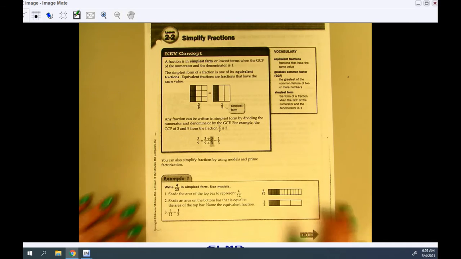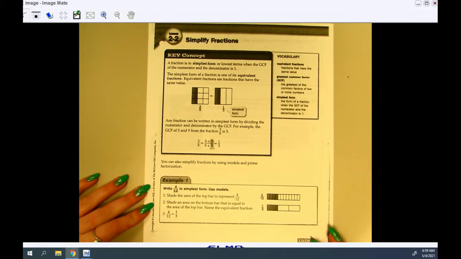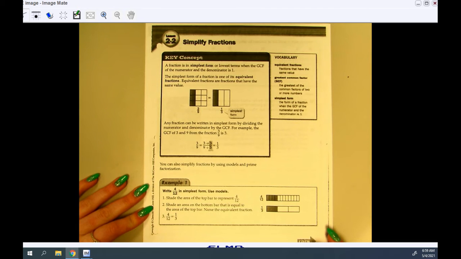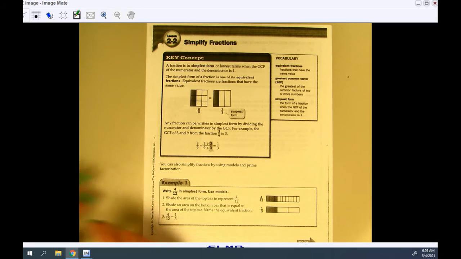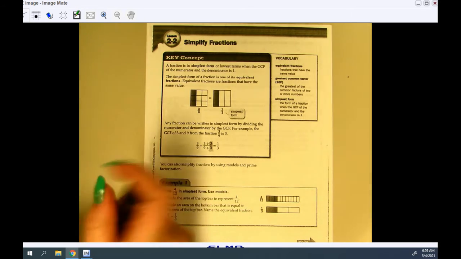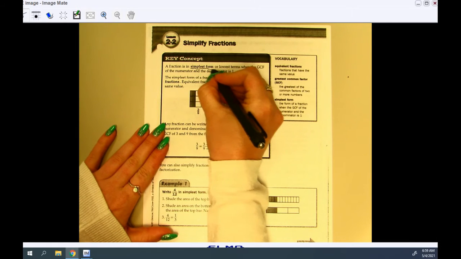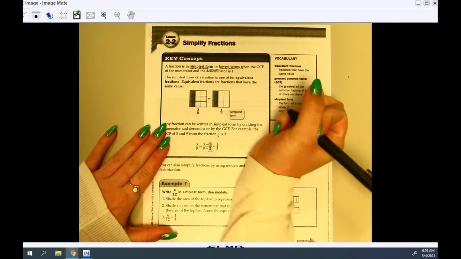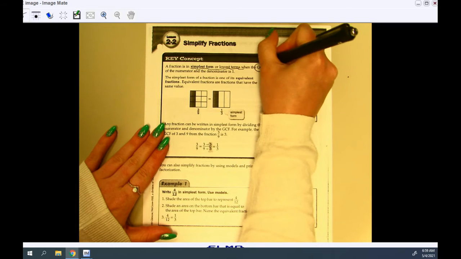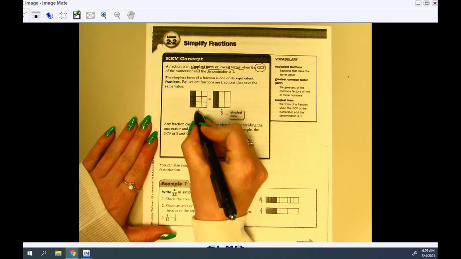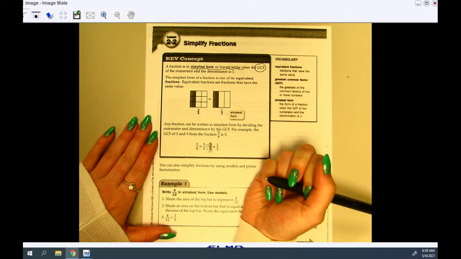Hey dude, so yesterday in class we were going over simplifying fractions, okay? Simplifying fractions is when we get to the lowest terms possible, or the smallest terms. We're going to do that by using the GCF, but also by using models like this down here, okay?